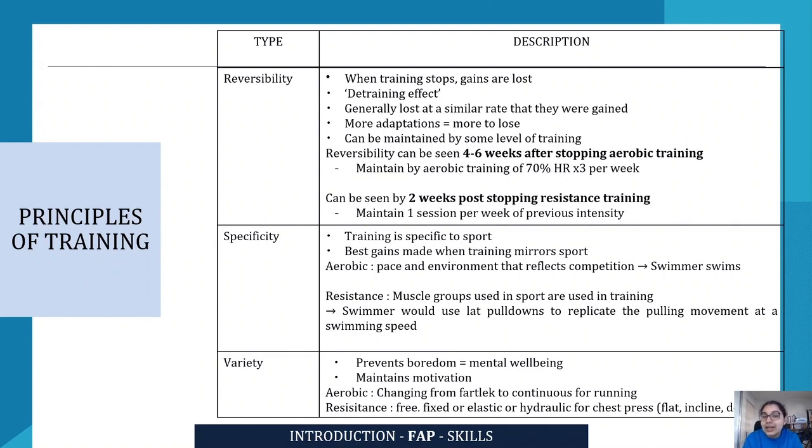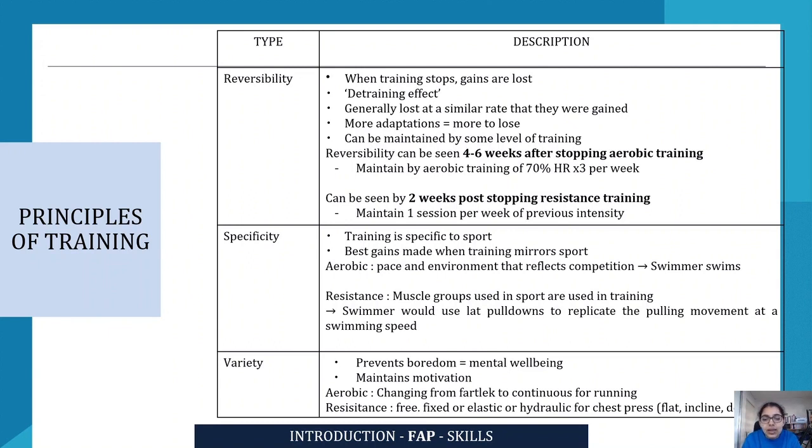Variety is the next one. That makes sense, right? We don't want to get bored from training. We don't want to hate training because you have to do the same thing every time. Doing a variety of different exercises and using different machines can help prevent boredom, and it can also help with your mental well-being. You don't want it to feel like a chore every time you do it. The two are closely related, and it maintains motivation as well, so that you want to come back and actually do it.